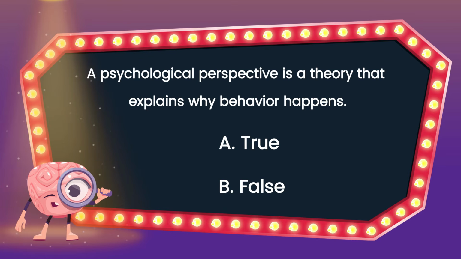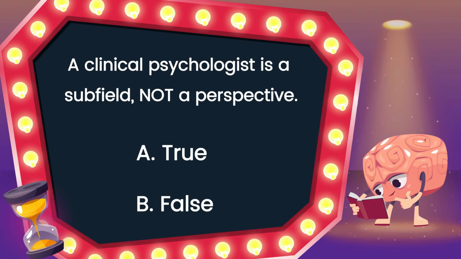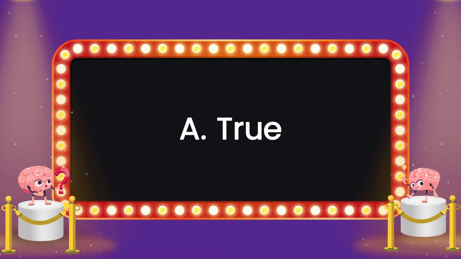Question 1. A psychological perspective is a theory that explains why behavior happens. A. True. B. False. Correct answer, A. True. Question 2. A clinical psychologist is a subfield, not a perspective. A. True. B. False. Correct answer, A. True.